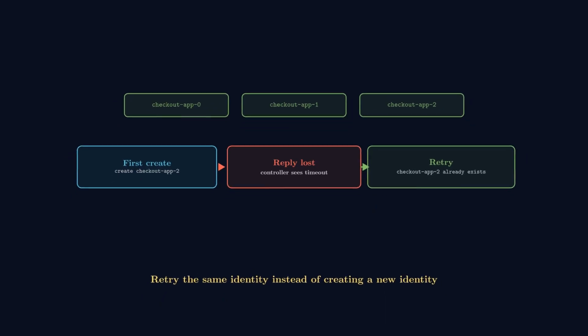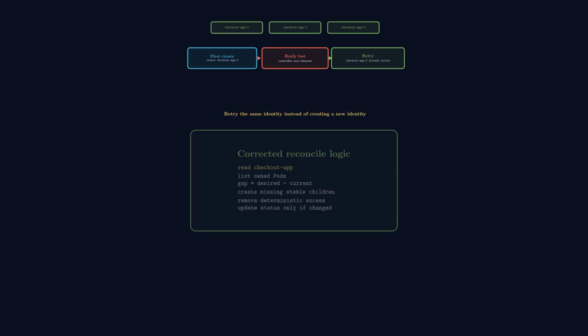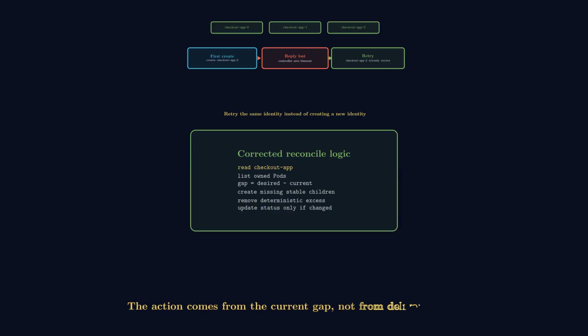The corrected reconcile loop is now easy to describe. Read checkout app. List the pods it owns. Compare the desired and current counts. Create missing stable children or remove only deterministic excess children. Finally, update status only when the stored status actually needs to change.